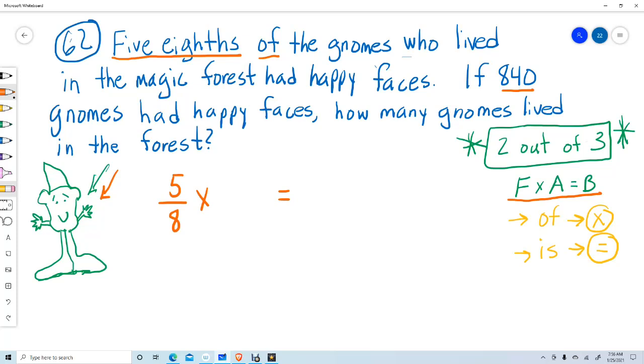Turns out, if you read this carefully, if 840 gnomes had happy faces, how many gnomes total live in the forest? So 5/8 of some total number is going to give me my answer. If you read this carefully, 5/8 of the gnomes who lived in the magic forest. 5/8 of the total number of gnomes, that's what we're missing. So we'll call that our what number, or our missing number. 5/8 times our missing number is 840.